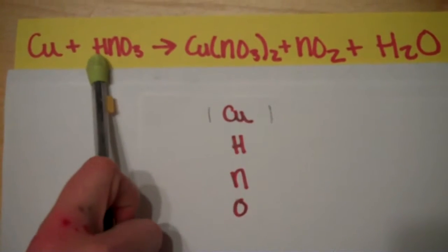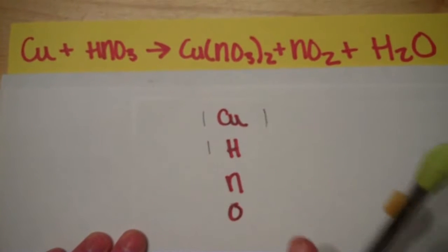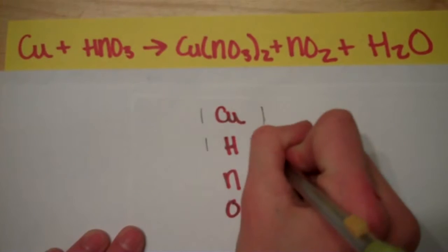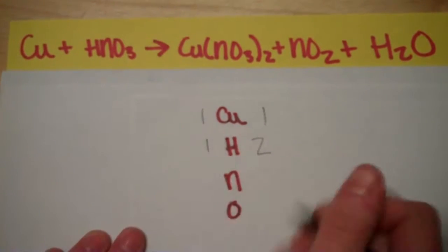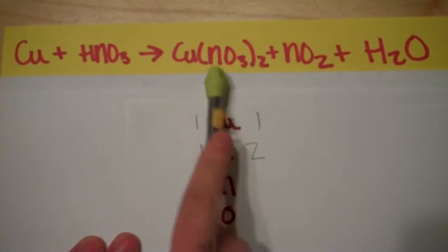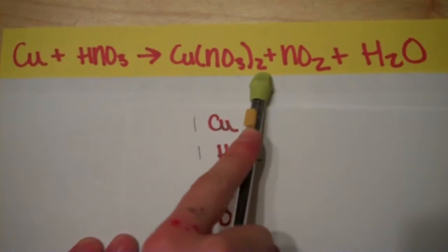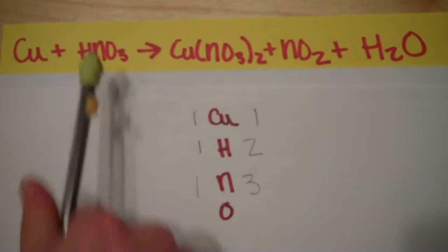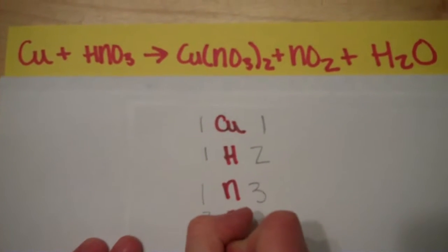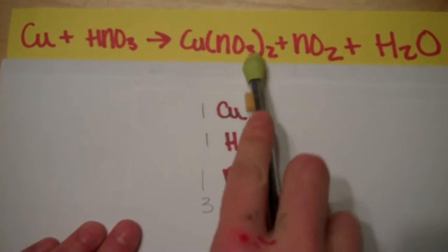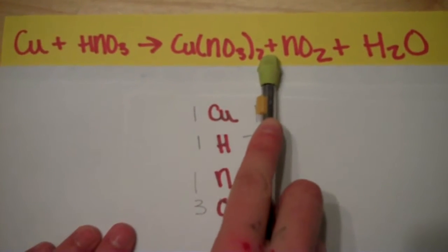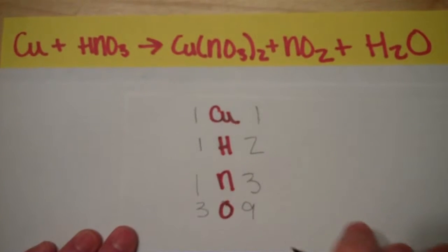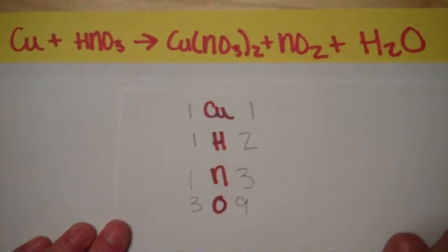And then there's one hydrogen and 2 on this side because it's H2. For nitrogen, there's 1 on this side and 2 there because that's in brackets with the 2. 3. So 3. And then there's 3 oxygen and 1, 2, 3. And then there's 2 of those. 6, 7, 8, 9. Now let's start trying to even out nitrogen.